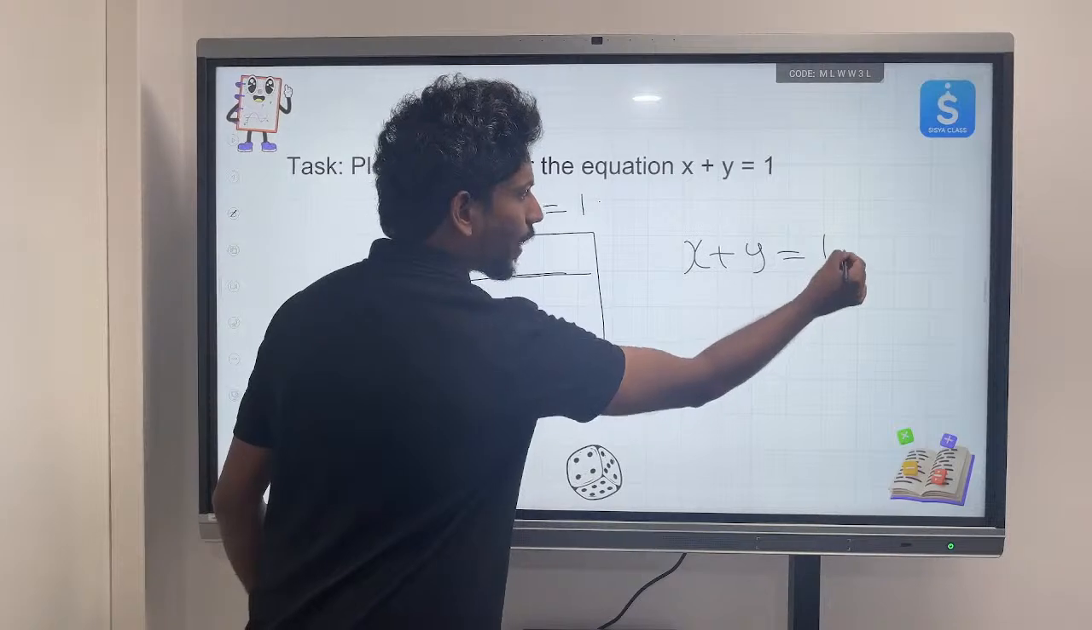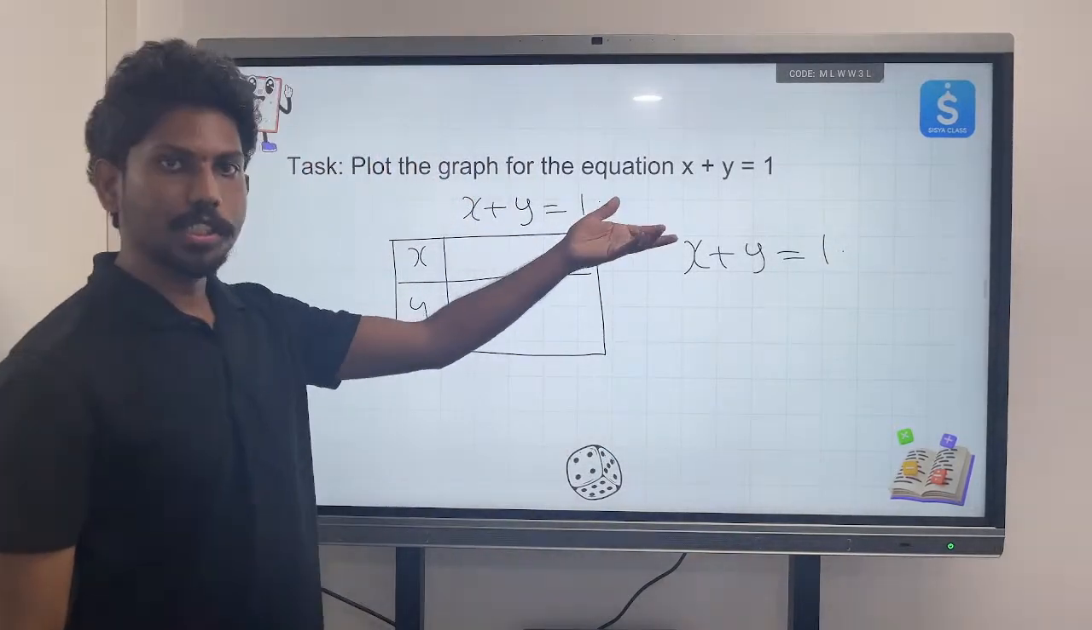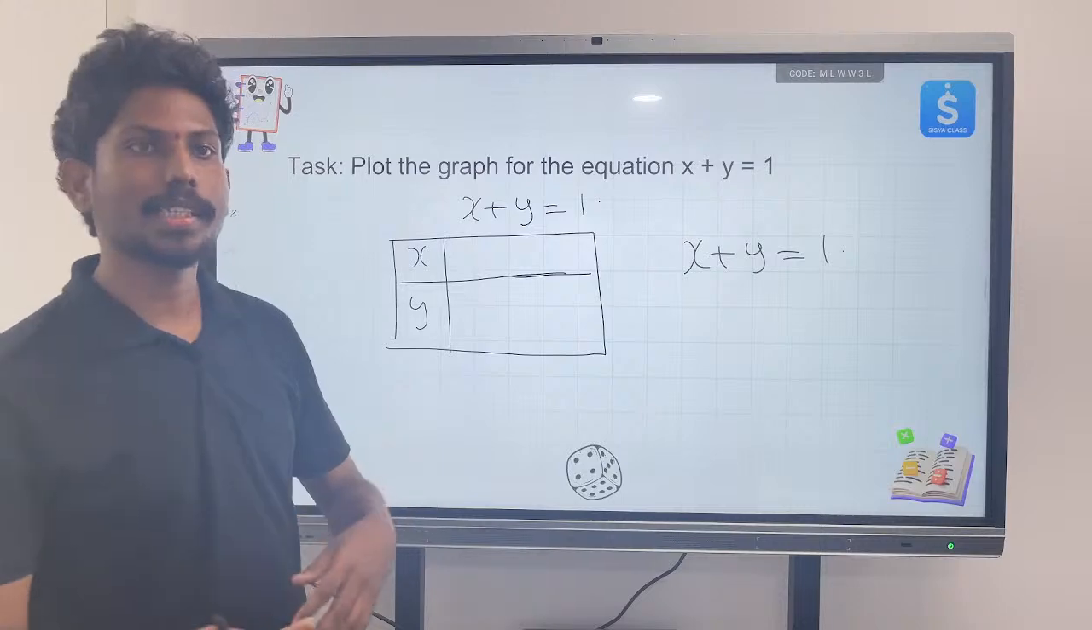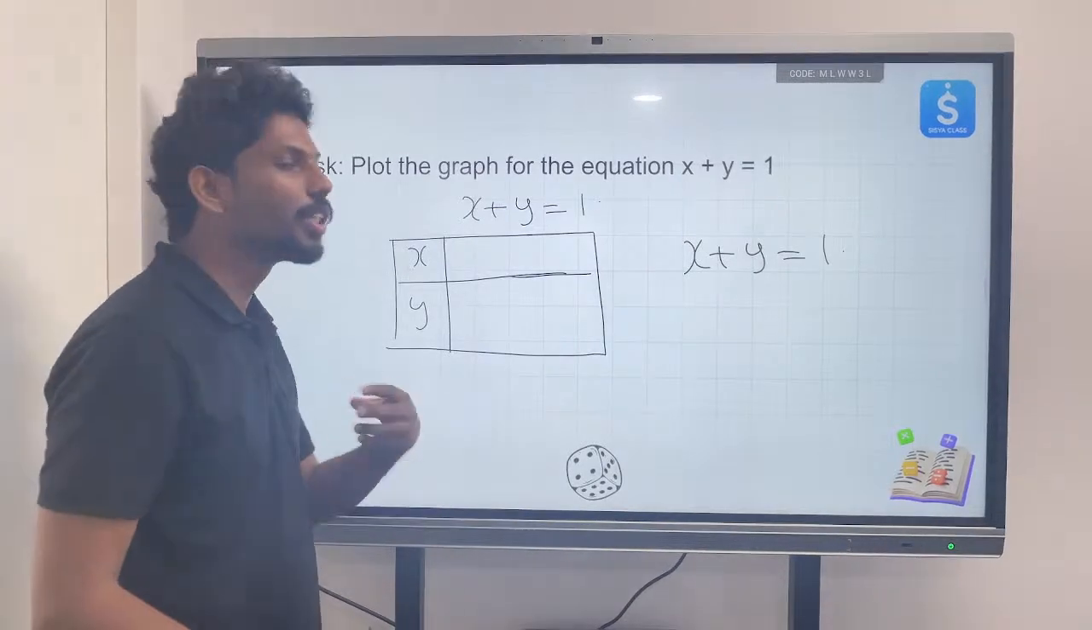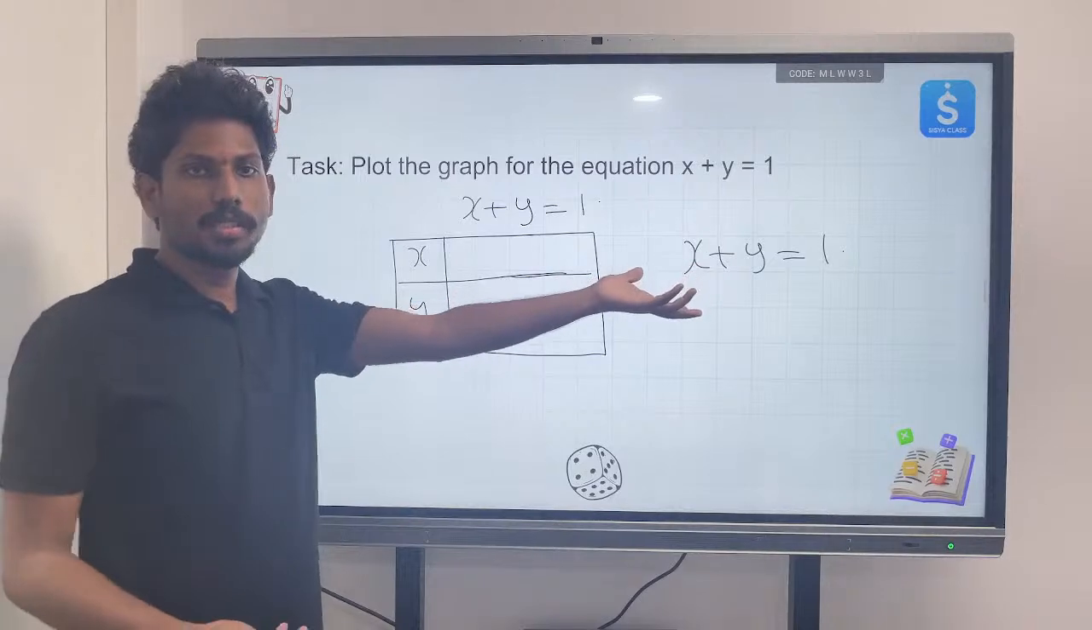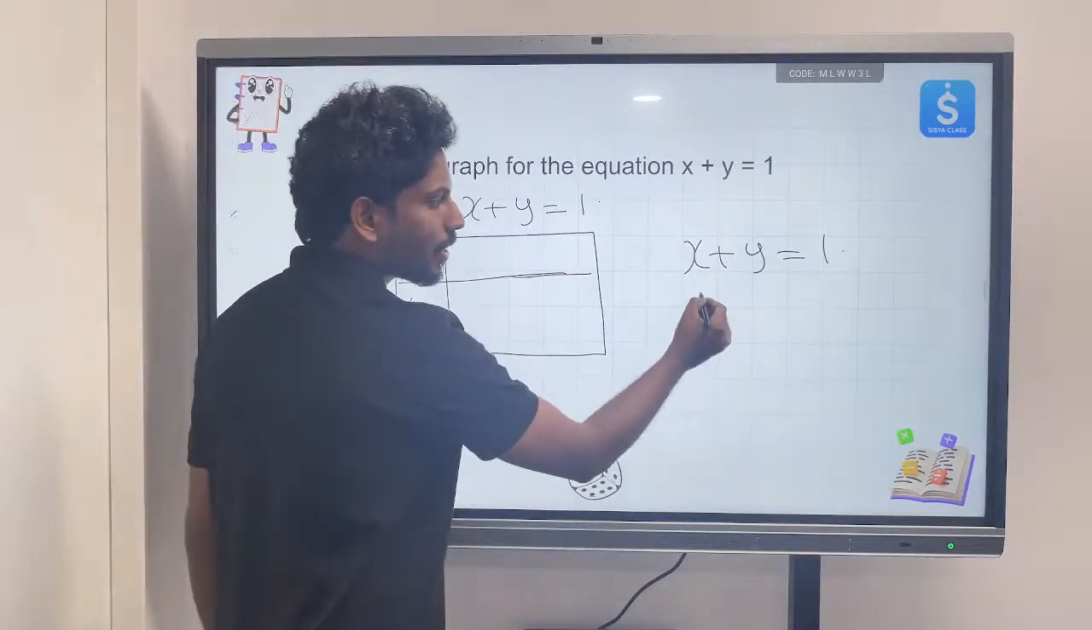Take any value of x. Now, what value of x can you choose? It's up to you. You can choose 0, 1, 2, 3, minus 1, minus 2, minus 2.5, any value you can choose. Because 0 makes our life so easy, I want to use the value 0. Okay, let's see what is happening.